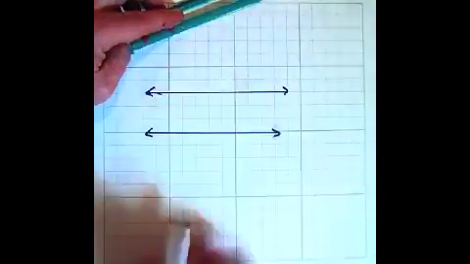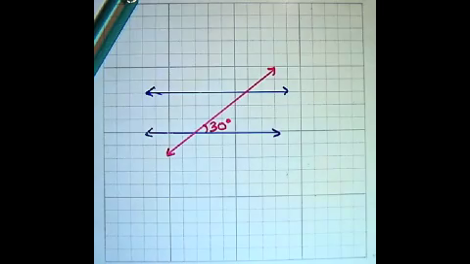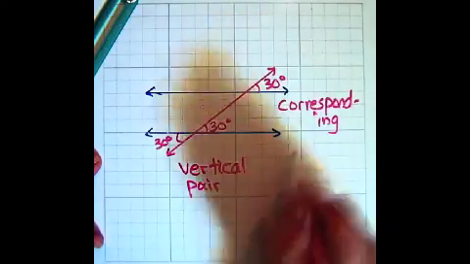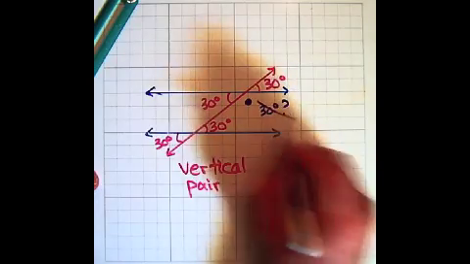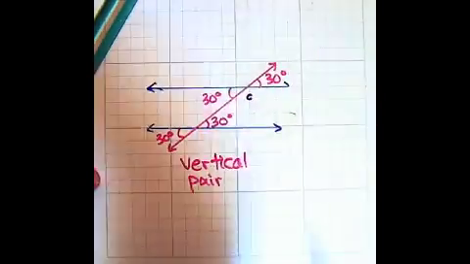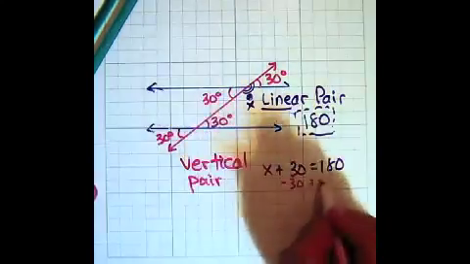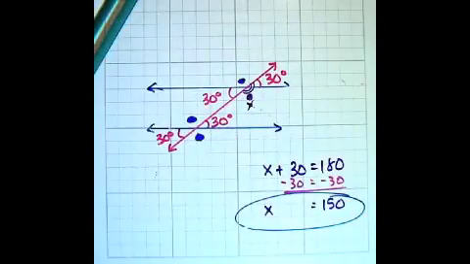So let's start with some parallel lines, and we'll draw a transversal crossing it at an angle of 30 degrees. Can you find any other angles that are 30 degrees? There's a vertical pair, there's corresponding angles, another vertical pair of alternate interior angles. Oh, but that angle's not 30 degrees. Wait a minute, that's a linear pair. So the two angles have to add to 180, which means that this one is 150 degrees.